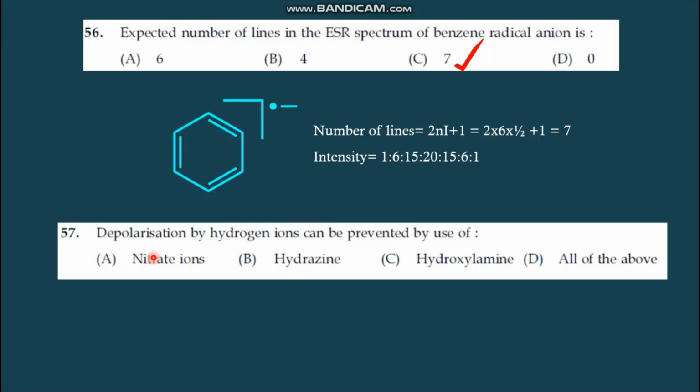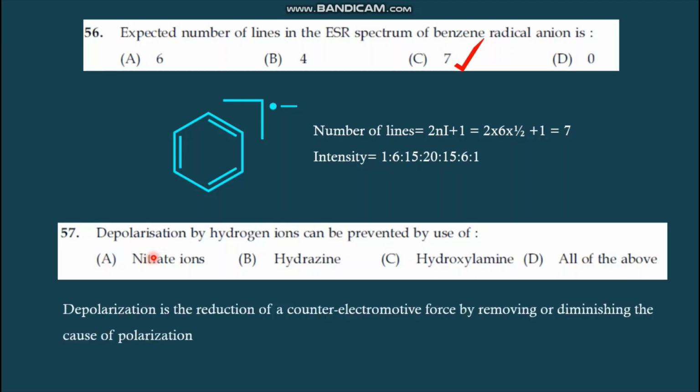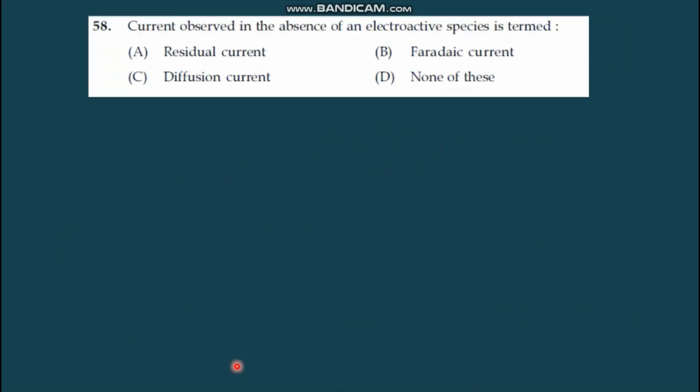Next question. Depolarization by hydrogen ion can be prevented by the use of. Depolarization is the reduction of counter electromotive force by removing or diminishing the cause of polarization, and all these compounds can be used to prevent this depolarization by hydrogen ion. So the answer is all of the above.